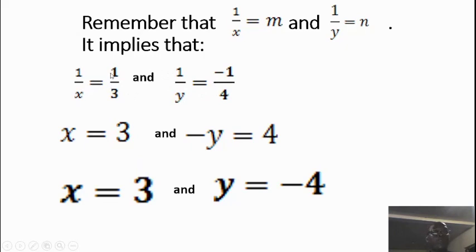Here, do your cross multiplication. 1 multiplying x is x, and 1 multiplying 3 is 3, meaning that x is equal to 3. Here, minus 1 multiplying y is minus y, and 1 multiplying 4 is 4. So we divide through by minus 1 to get y equal to minus 4. In general, x is equal to 3, and y is equal to minus 4. These are the values of x and y.